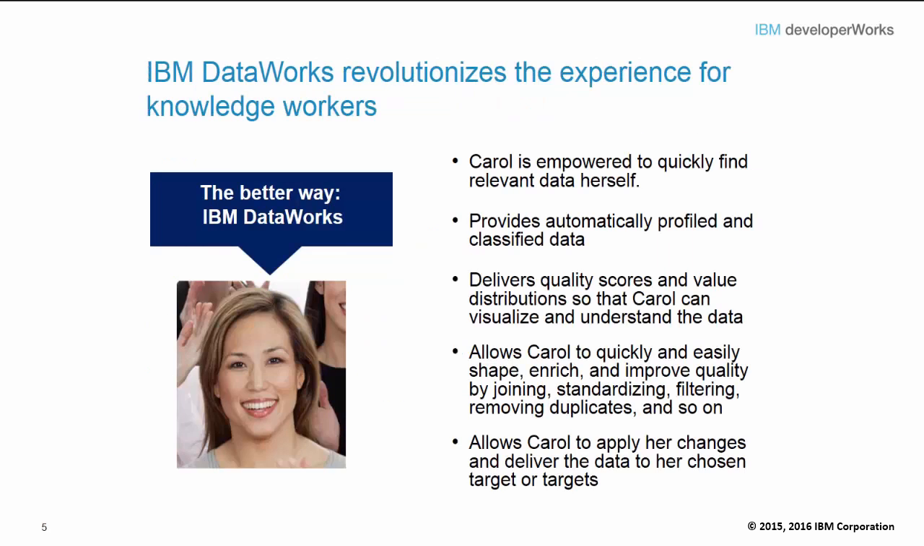With DataWorks, it's a lot easier. Carol is empowered to quickly find all the data herself. The tool will profile the data and classify the data for her, and we'll show you in a subsequent slide an example of that. The tool will analyze the data, giving a quality score, giving a value distribution, so that Carol can quickly visualize and understand the data. And then it gives her the tools to easily shape, improve, join, standardize, filter the data, and so on. Finally, she can apply those changes and deliver that data to a destination of her choice.